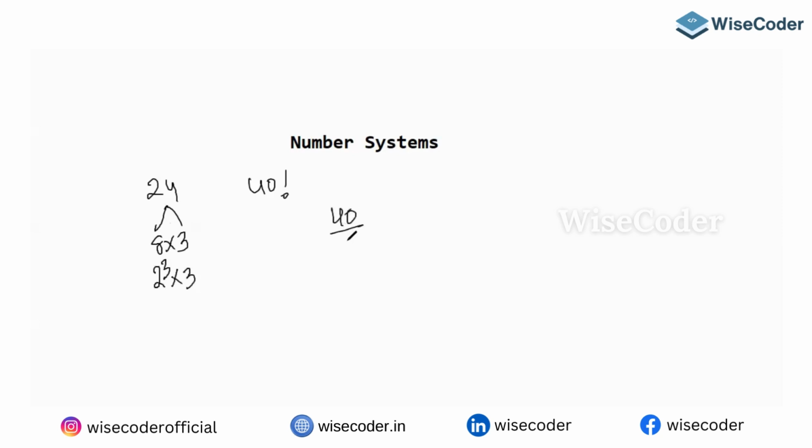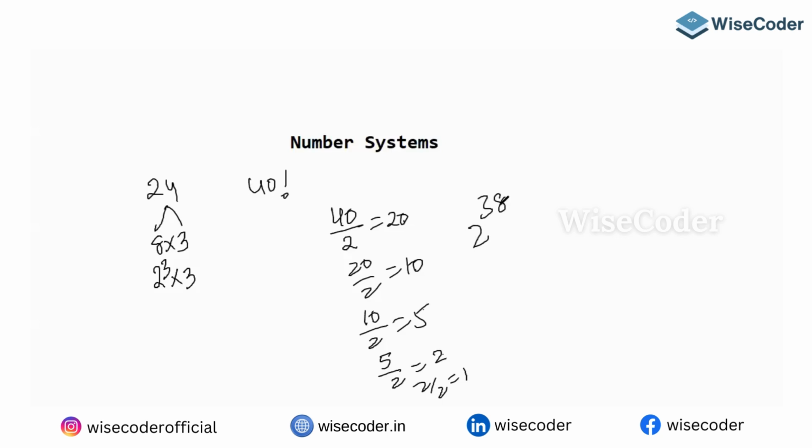Let's calculate the power of 2 first. 40 by 2 is 20. 20 by 2 is 10. 10 by 2 is 5. 5 by 2 is 2. 2 by 2 is 1. How much are you getting? 20, 30, 35, 37, 38. So 2 power 38.